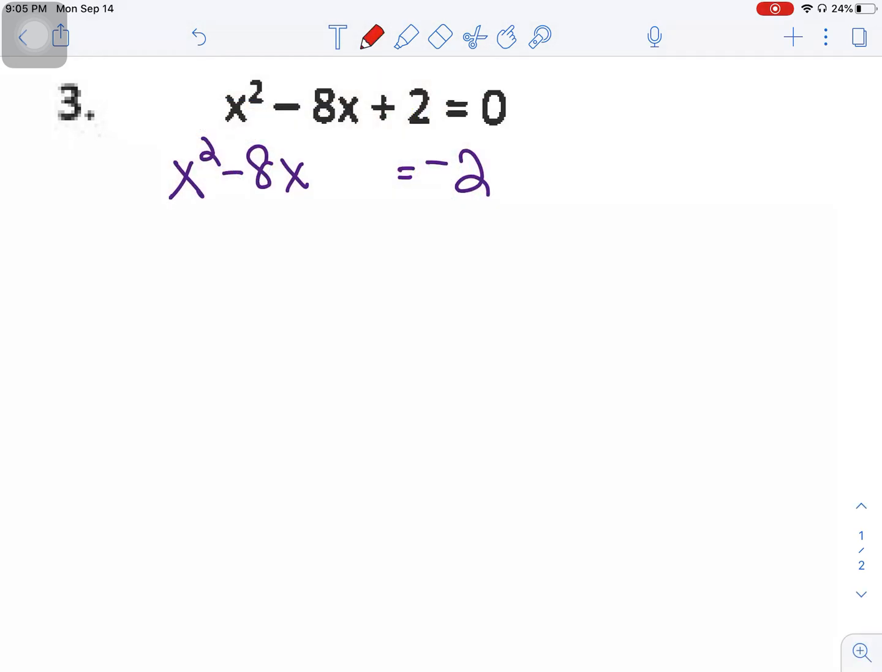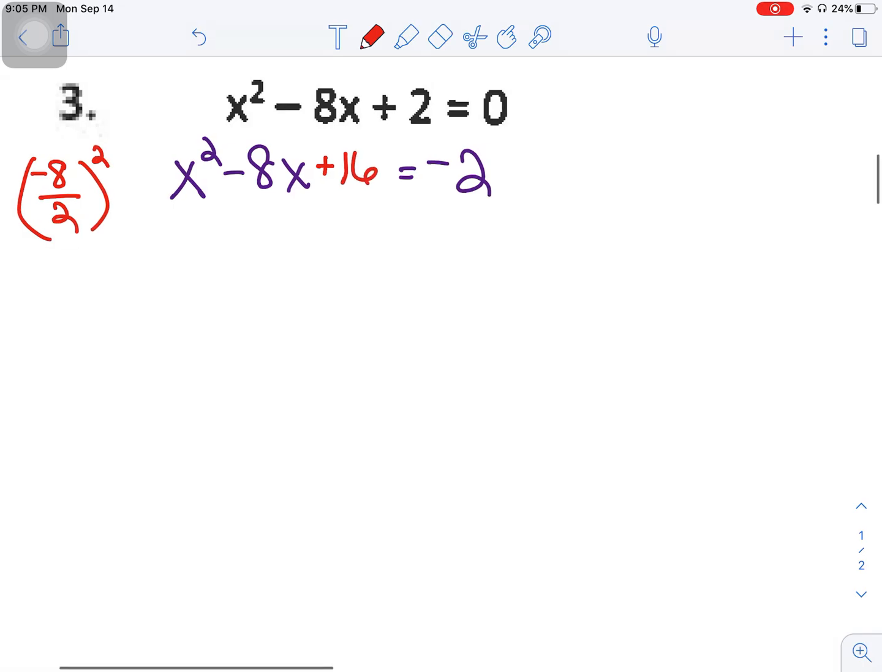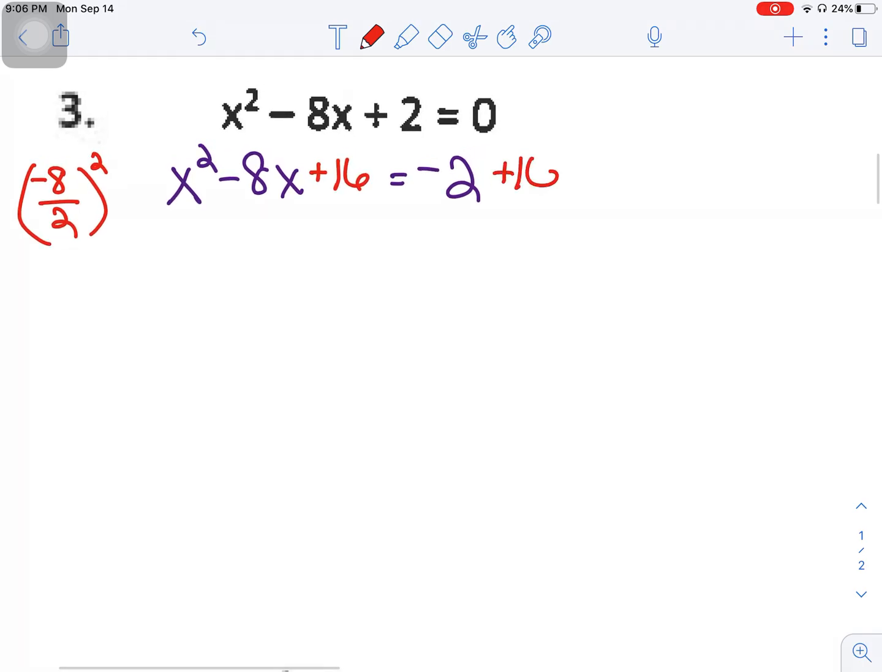Now what's going to go in the blank spot? Well, you're going to take your b value, in this case negative 8, chop it in half, and square it. So half of negative 8 is negative 4. Negative 4 squared is a positive 16. What you add to the left side, make sure you add to the right side.